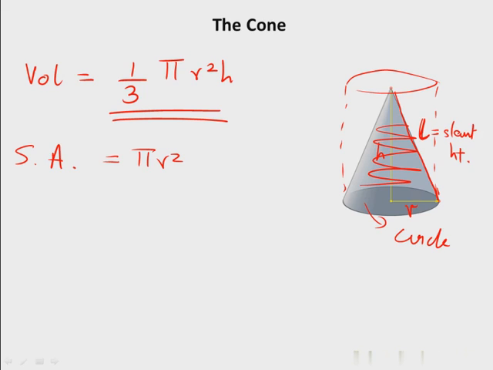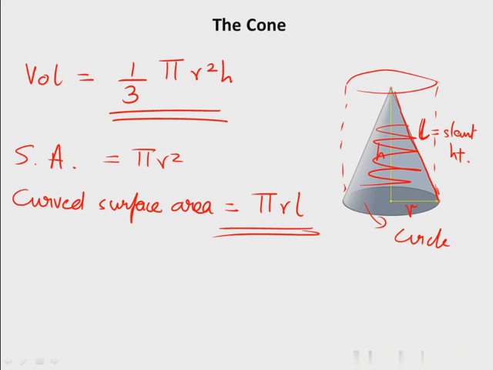And the area of this curved surface is given by the slant height. So curved surface area is given by pi r L. So H doesn't directly come into the formula, but the slant height comes into the formula for the curved surface. So let me just complete this. Total surface area would be pi r square plus pi r L.